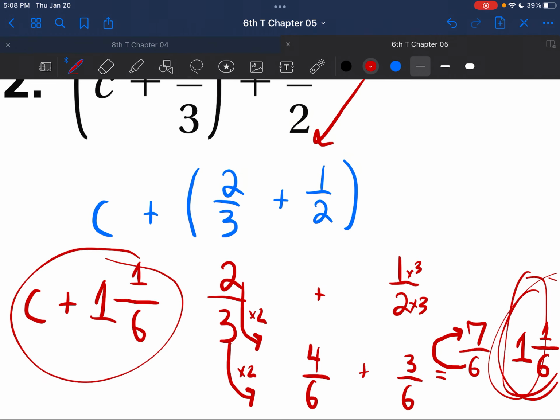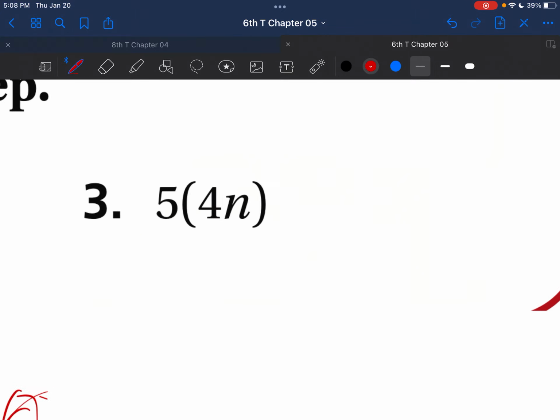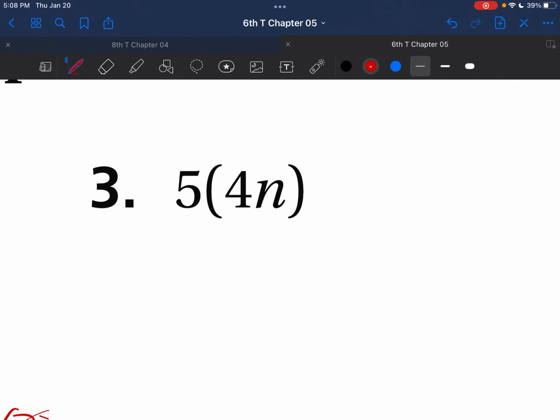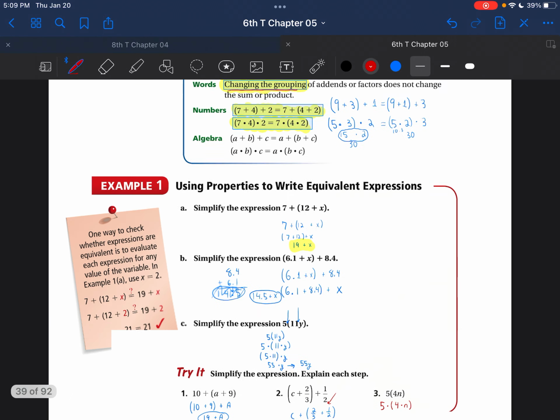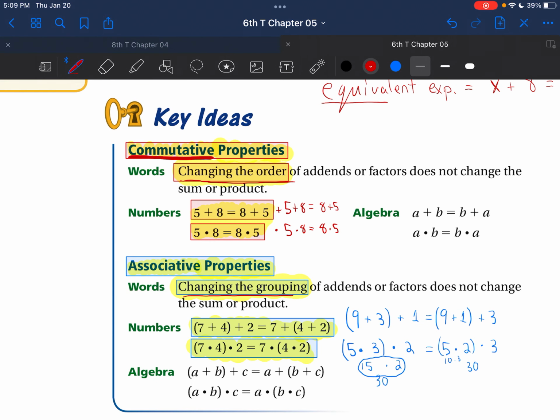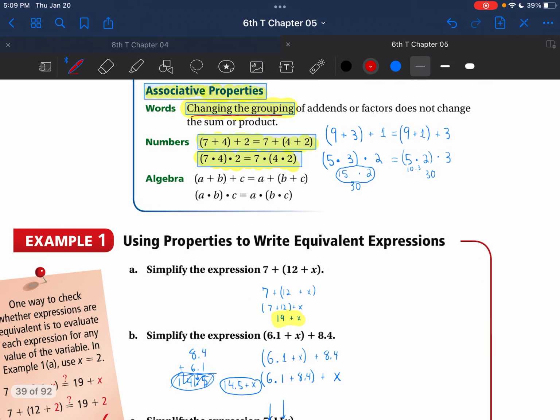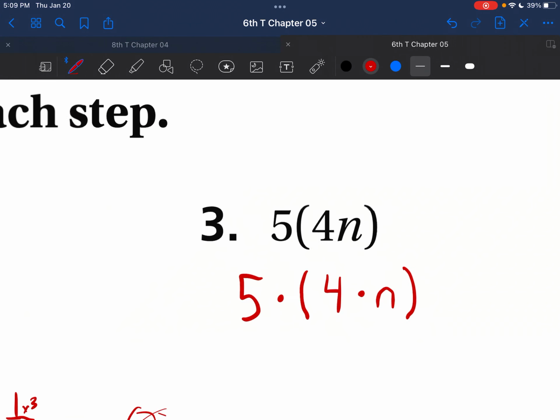All right, good job. Let's try our last one for this problem. Again, same problem, we just want to change the grouping. Please write down this problem. Okay, I want you to write it down. And we're going to expand it a little bit. So it's actually 5 times parentheses 4 times the letter n. And we want to change its groupings, right? We want to use the associative property and or the commutative property, right? We're changing the order and we're changing the groupings, okay?